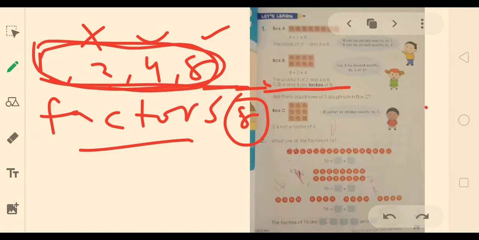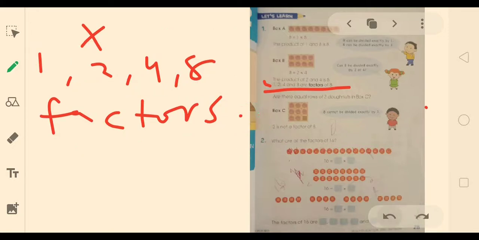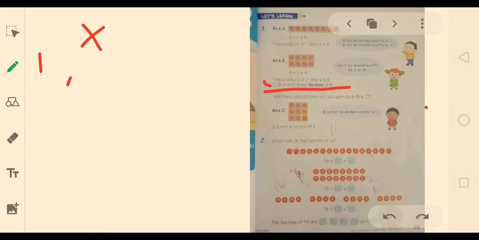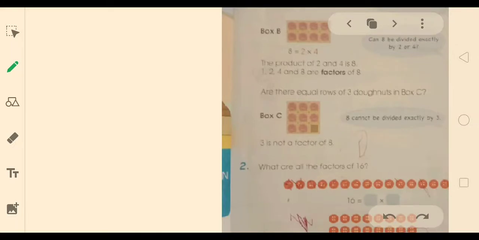Now come to the box C. Look carefully at the box C. Can you look over here? There is a gap over here. There is no donut in the third row. In one row, how many donuts? 3. In the second row, how many donuts? 3. But in the third row, how many donuts? 2. Here, one is left. It has a blank.